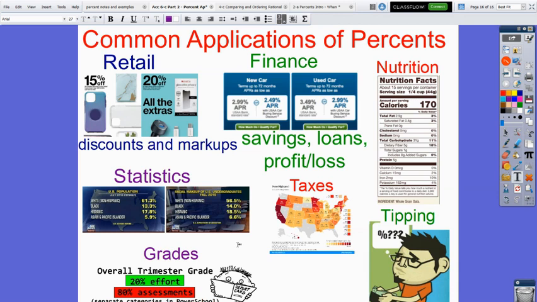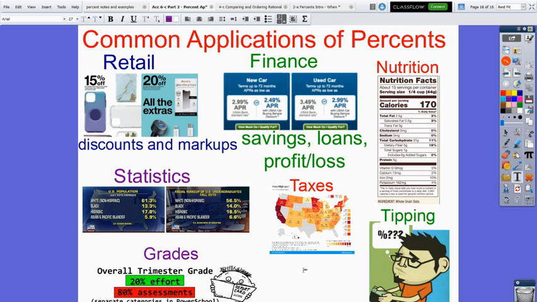Statistics everywhere. Percents are used in just everything: social studies, health, obviously, and all kinds of stuff. You find percents on your nutrition label. This is the nutrition label for a package of oatmeal. It shows the percent of the daily requirements that you get from each nutrient, or bad things too, like cholesterol or carbohydrates.